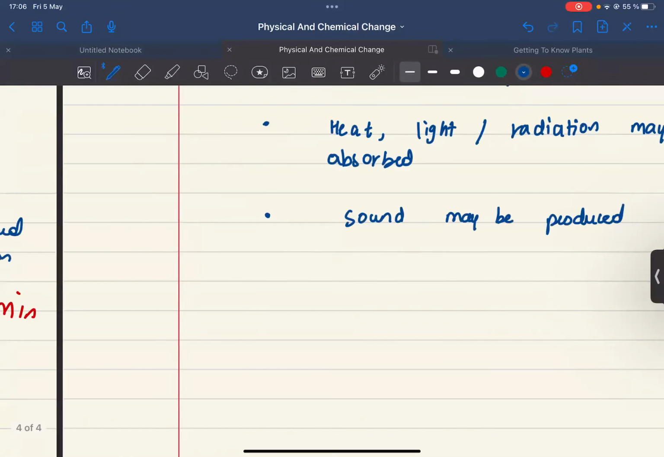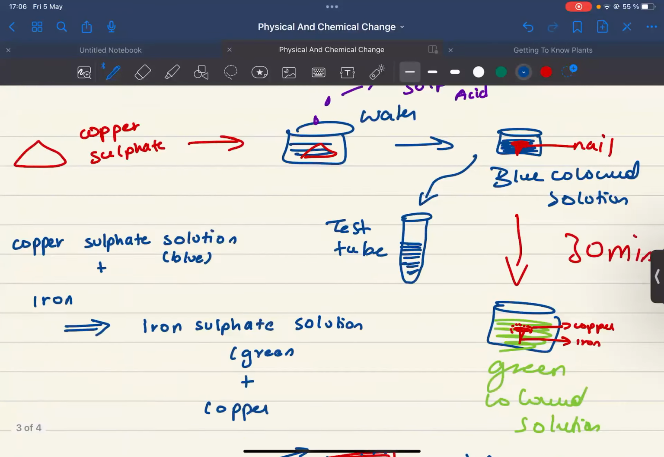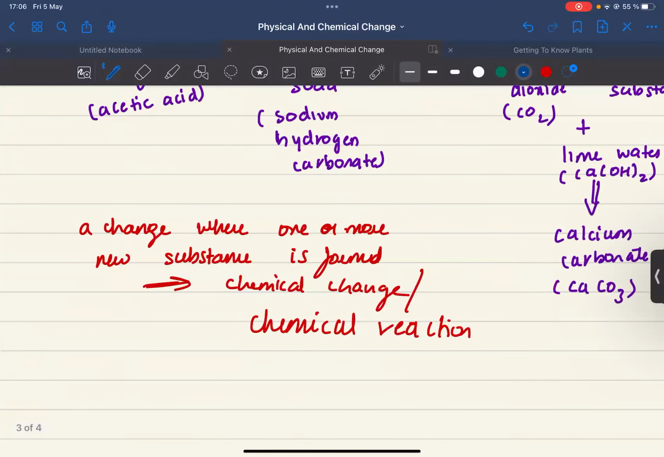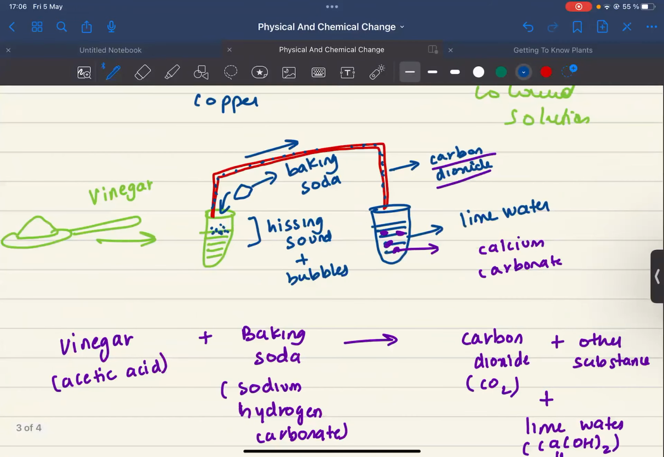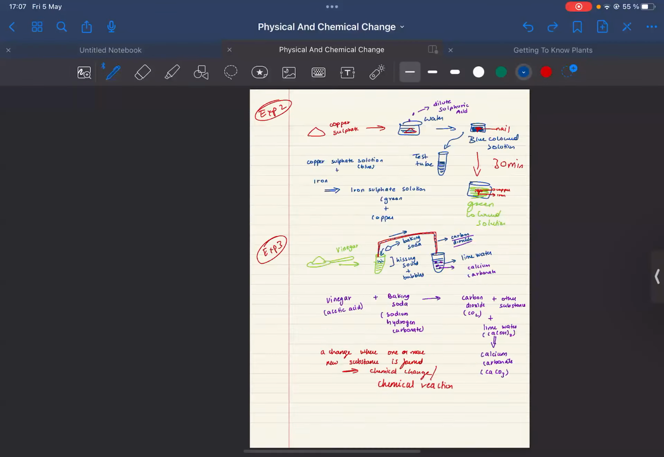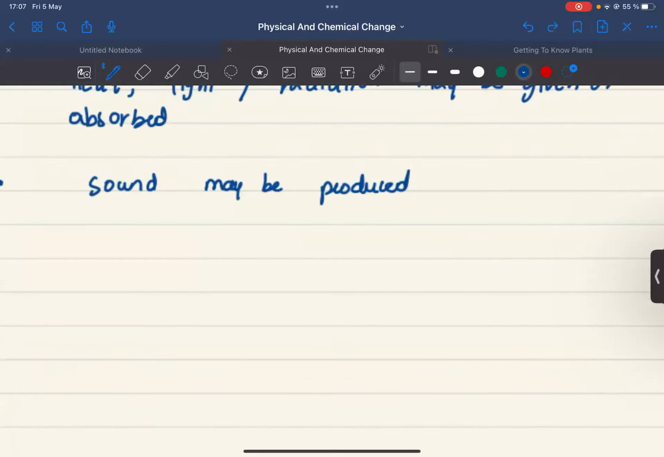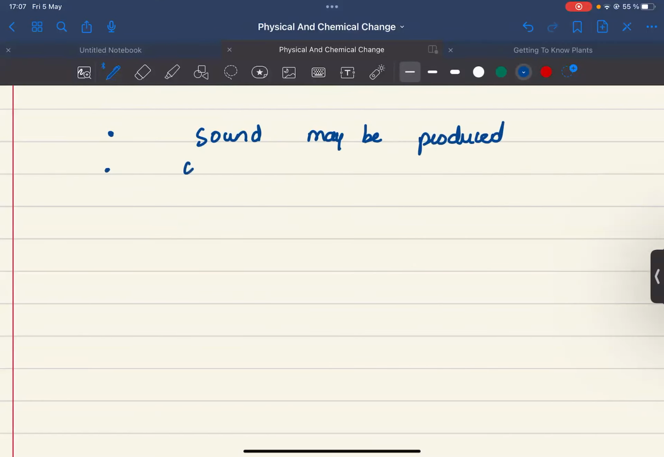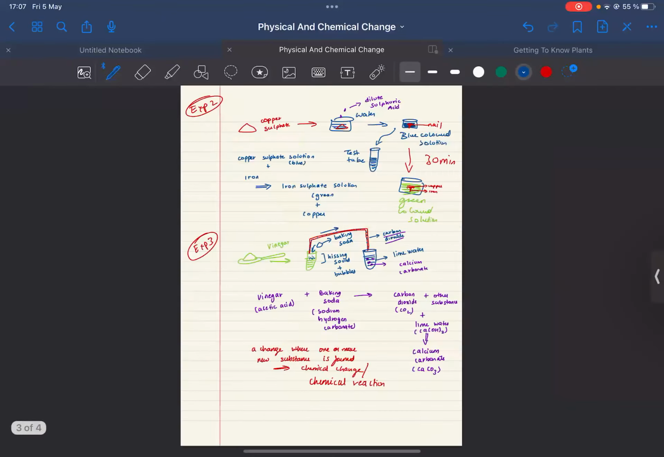You can see over here, a hissing sound is being produced. Then you have change in smell. Smell will change. Then you have change in color. We saw over here, the blue solution turns green.